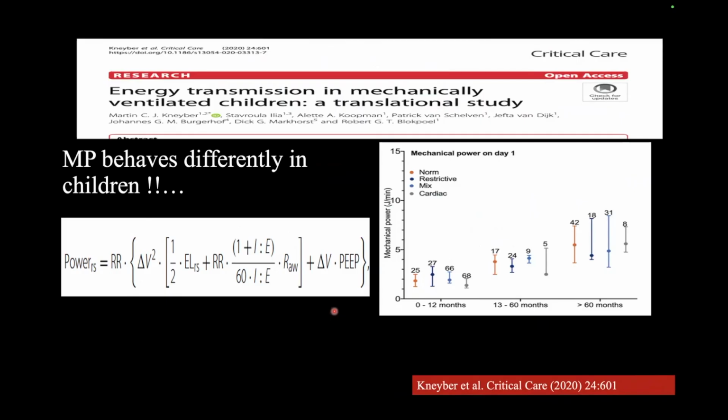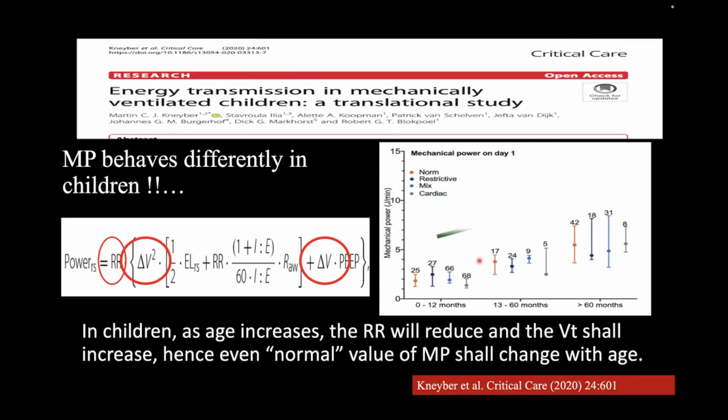Similarly, mechanical power behaves differently in children. If you look at the mechanical power equation by Gattinoni et al., there are 2 important components of this equation: respiratory rate and tidal volume, and they change with age. As the child grows with age, respiratory rate falls and tidal volume increases. And thus, the mechanical power goes on increasing as the age increases. Thus, how the Serpent-Nato gave a cutoff value of around 17 joules per minute as harmful in the adult age group, it is not possible to give that kind of cutoff in children, because normally mechanical power itself goes on changing in children.